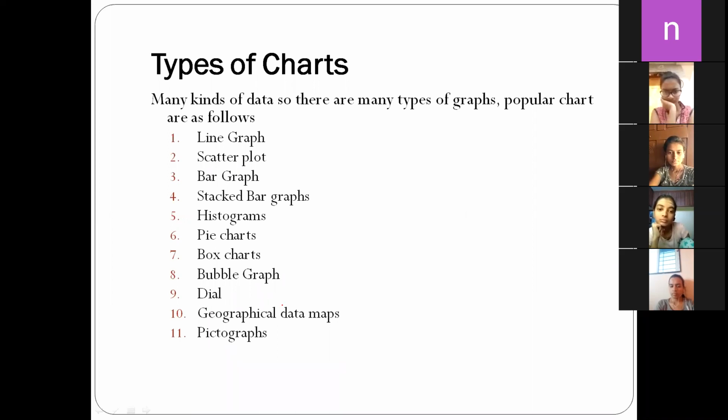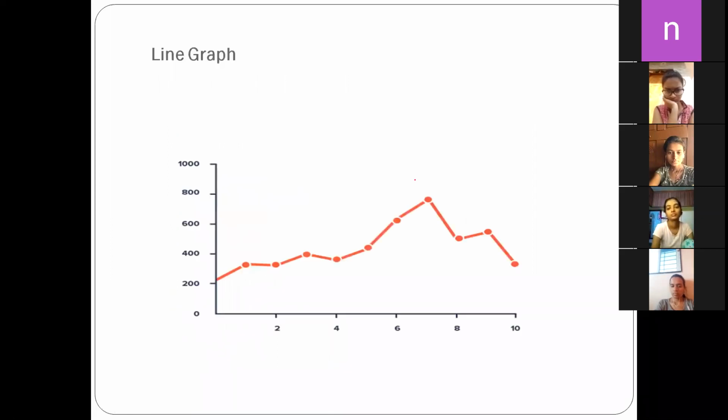In the line graph, whatever the data is, the data points we are going to show with dots like this. These are the data points. We are going to connect these data points with lines. This line graph is going to show how our data is varying from time to time.